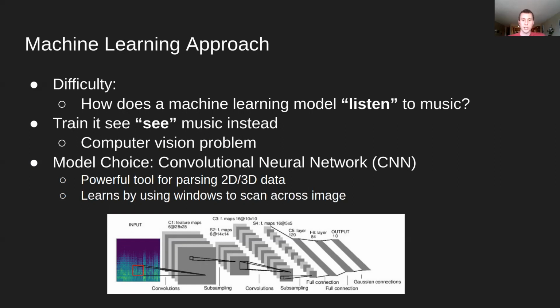And one really advantageous thing about this reframing is that we get to use convolutional neural networks. So these are one of the most powerful tools in the machine learning arsenal. They're very good at parsing 2D and 3D data, and they basically learn by scanning images with these windows, and they can look at all of the images and extract features from them.